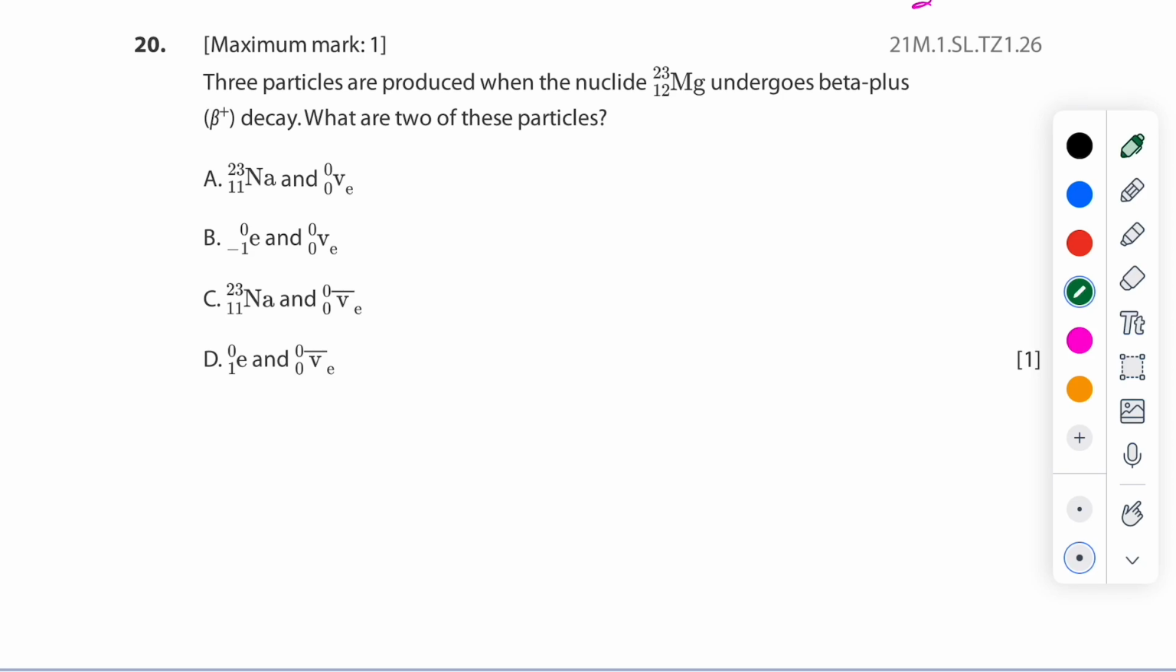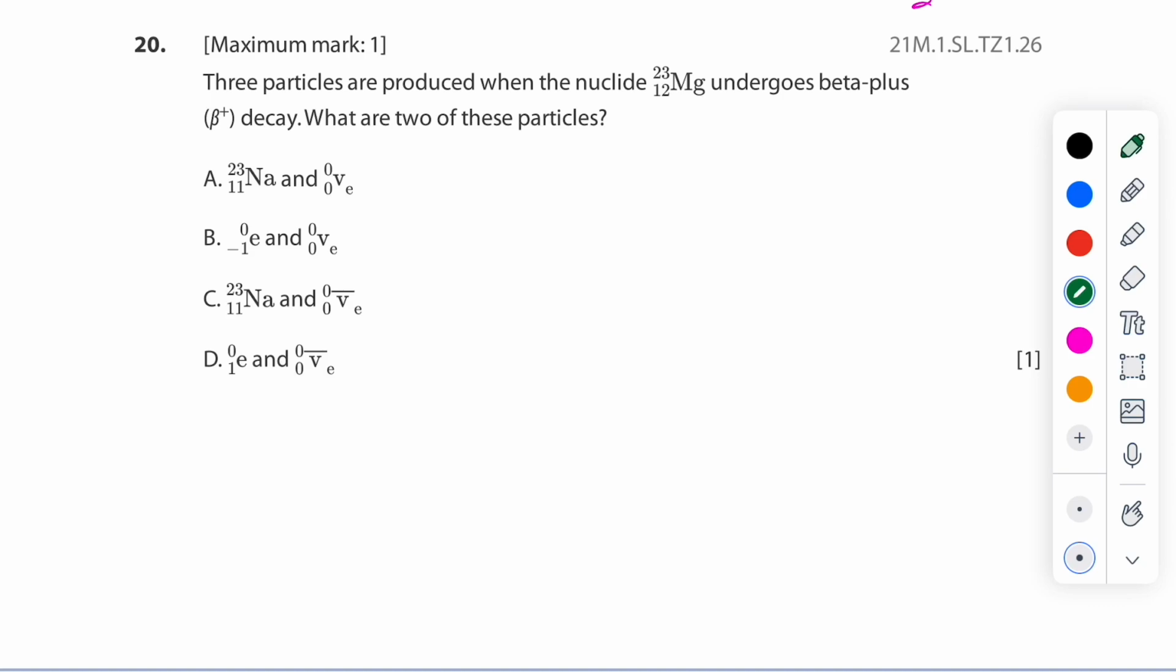Three particles are produced when a nucleus of magnesium undergoes beta plus decay. What are the three particles? So magnesium is undergoing beta plus decay. He is asking about beta plus decay, not beta minus decay. So what are the particles he is asking us to find?